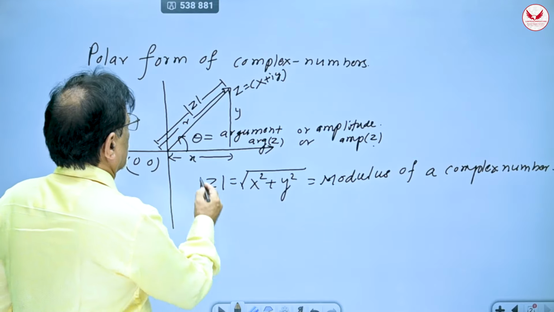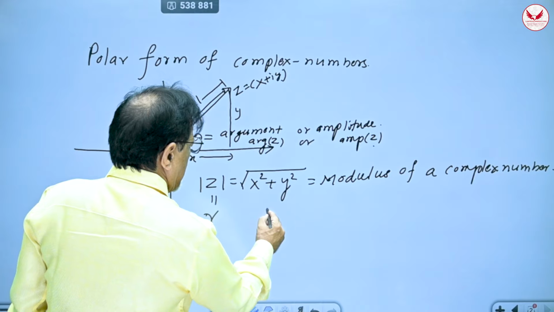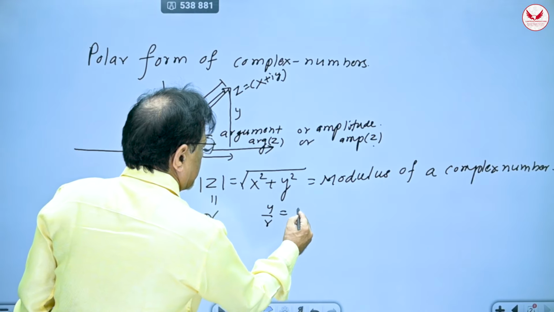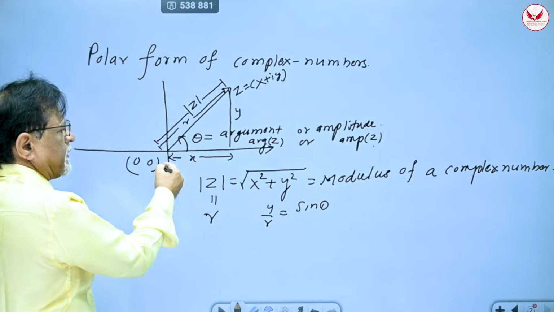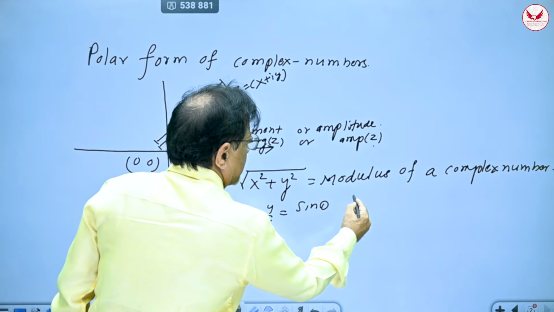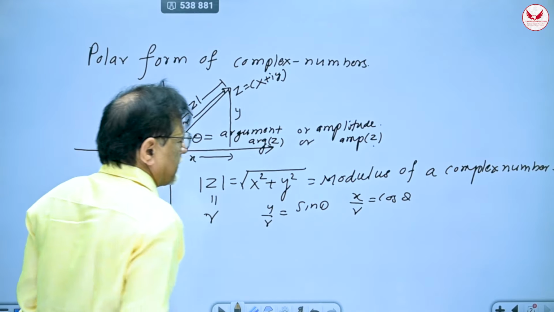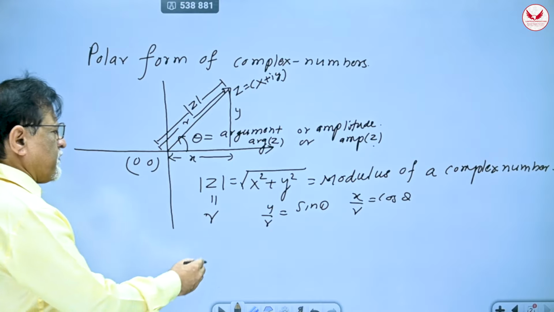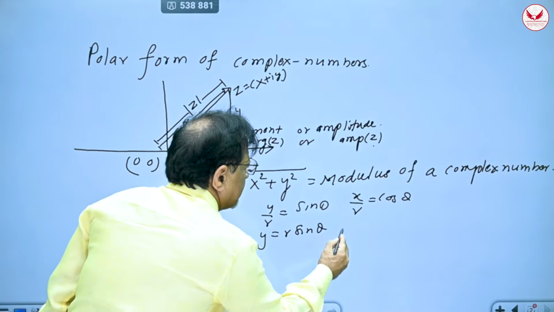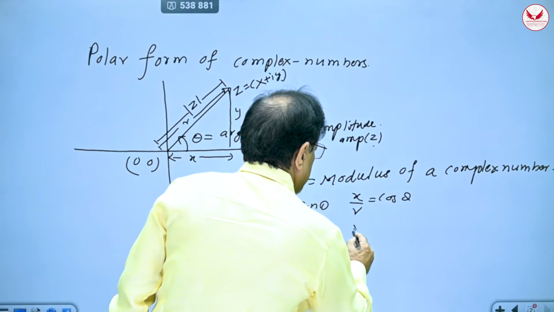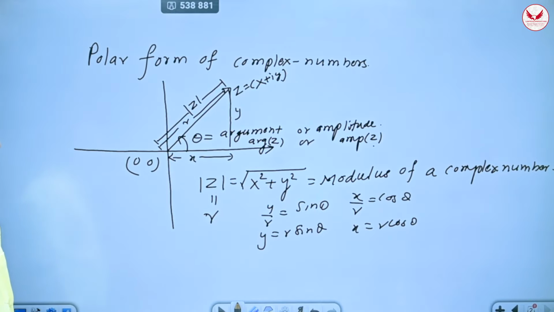So from the ordinary trigonometry, y upon r is what? It is sine theta. Opposite side upon hypotenuse is sine theta. Then adjacent side upon hypotenuse is cos theta. Correct? So this gives me a relation like this. Y is equal to r sine theta and x is equal to r cos theta. These are the conversion formulas.